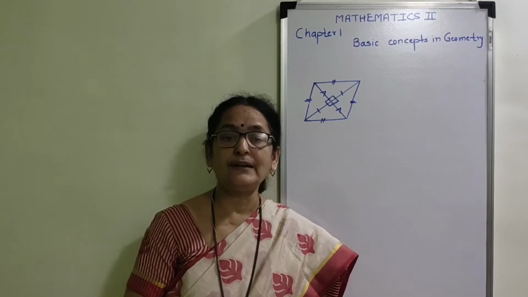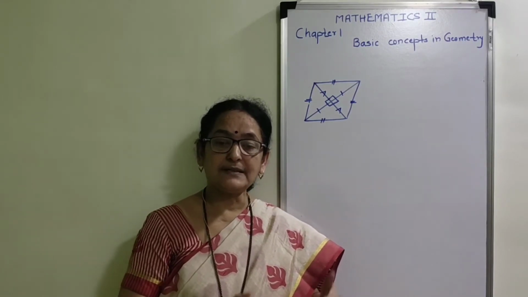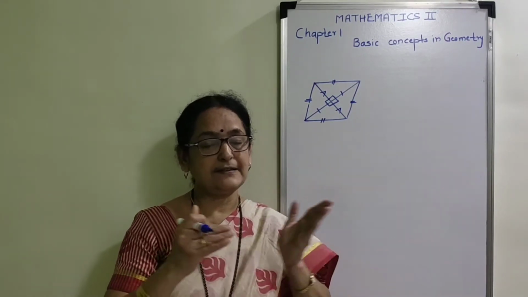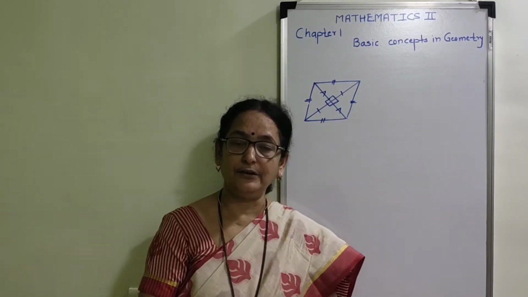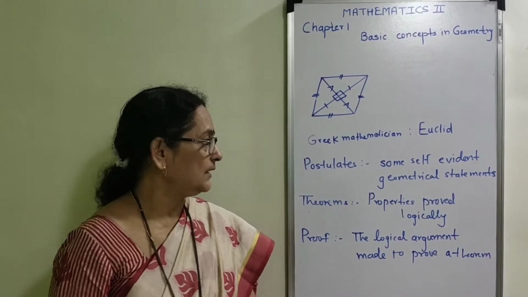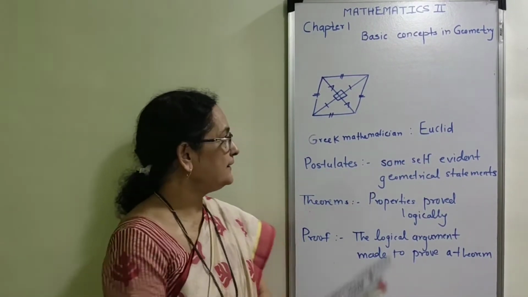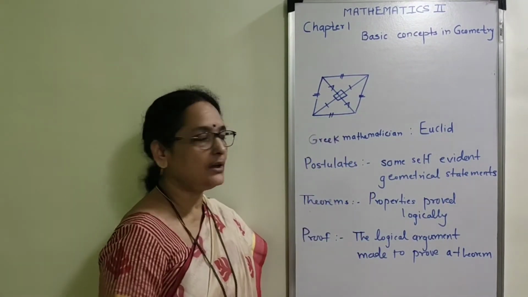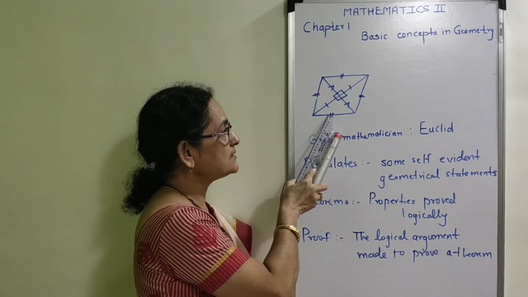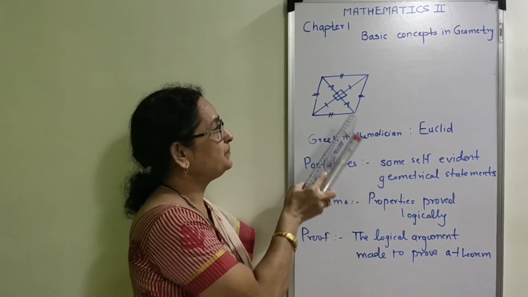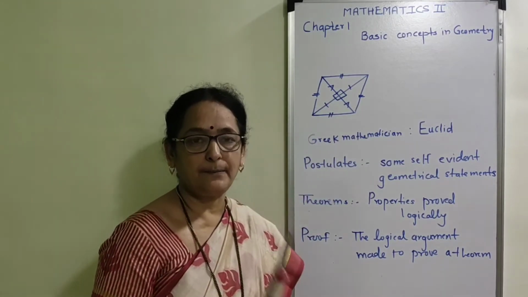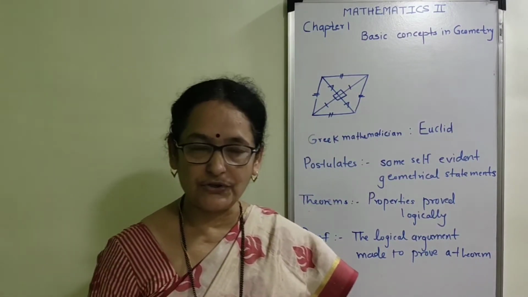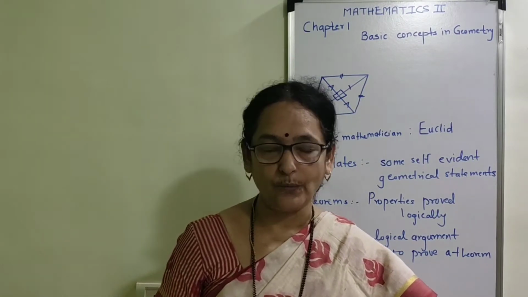Suppose I want to write the converse of this. That means the first if part is converted into then, and the then part is converted into if. Now students, in this example we learn that the converse of the statement is: if in a quadrilateral the diagonals are perpendicular bisectors of each other, then it is a rhombus.